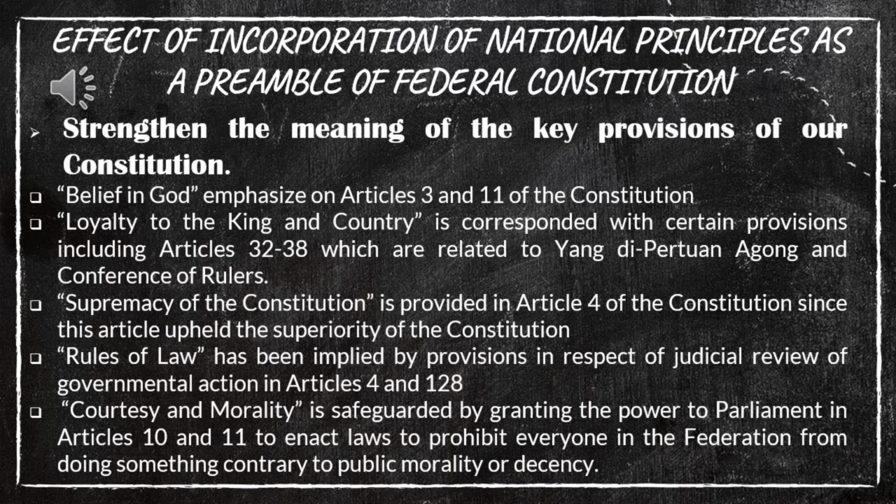Loyalty to king and country corresponds with certain provisions including Articles 32 to 38, which are mostly related to the sovereignty and roles of our paramount ruler, the YDPA, and the Conference of Rulers. The third principle, which states the supremacy of the Constitution, is provided in Article 4, since this article upholds the superiority of the Constitution, which cannot be preceded by other law or authorities. The rule of law has been implied by provisions in respect of judicial review of governmental action in Articles 4 and 128. Courtesy and morality is safeguarded by granting the power to Parliament in Articles 10 and 11 to enact laws to prohibit everyone in the Federation from doing something contrary to public morality or decency.